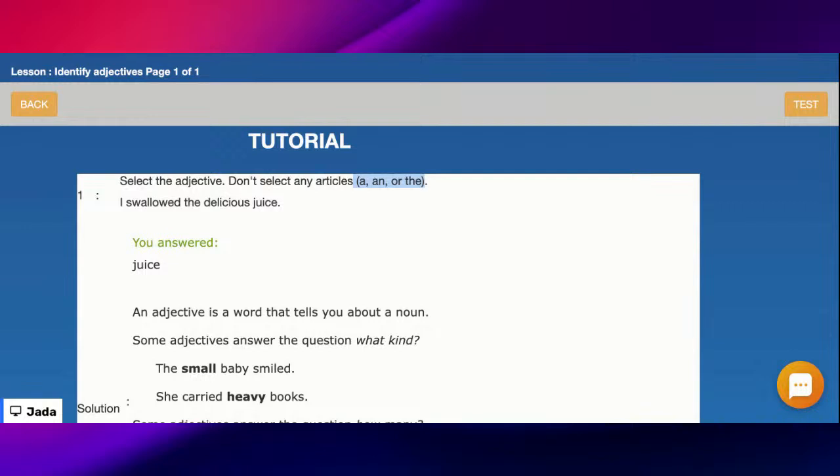Alright, so I swallowed the delicious juice, and then when I say, what kind of juice did she swallow? You'd say she swallowed the delicious juice. Okay, let's move on.